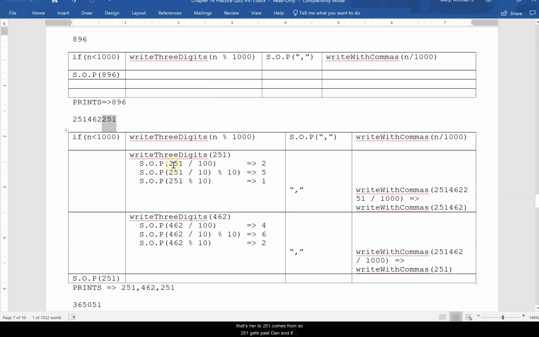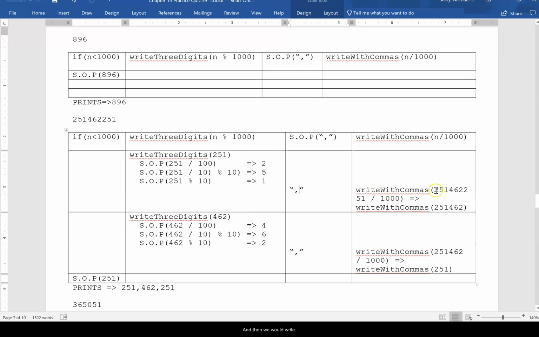So 251 gets passed in, and if you divide it by 100, you would get 2. And then 251 divided by 10, you get 25. Then 10 goes into 25 twice with a remainder of 5, so that's your 5. And then 251 modulus 10 goes in 25 times with a remainder of 1, so you put a comma there. Afterwards, s.o.p, comma. So that would give us our 251, comma.